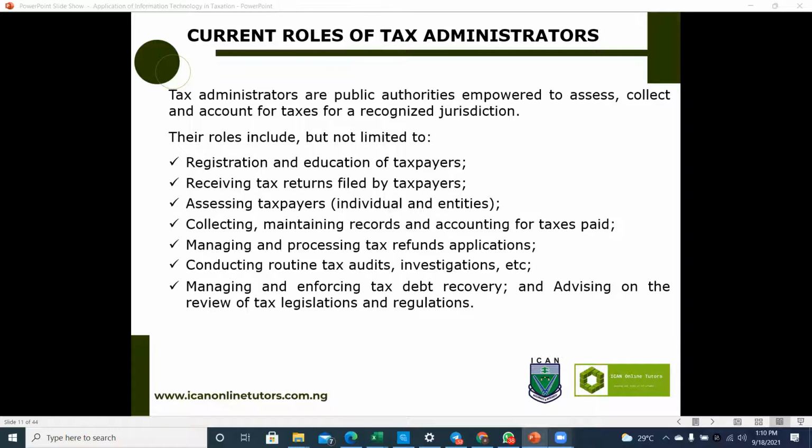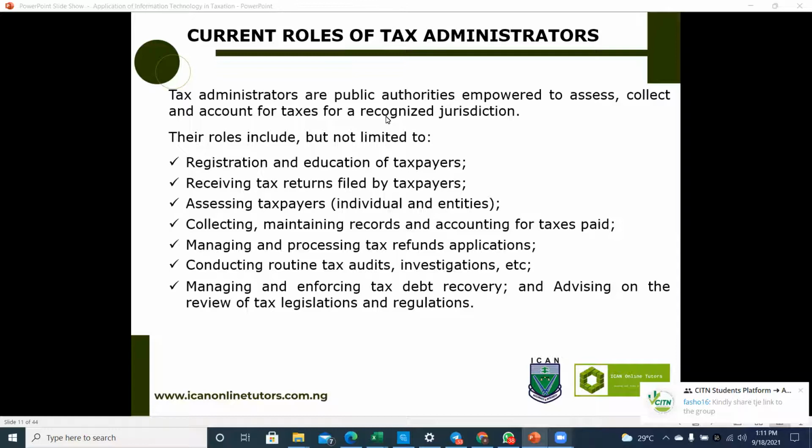Entities are corporate organizations, and individuals are individuals whose transactions are liable to tax. So both tax jurisdictions, the state, federal, and the local governments as well, have their list of taxes they can collect, or the list of taxes they administer. Are we together? So these tax jurisdictions collect, maintain records and accounts for taxes paid.